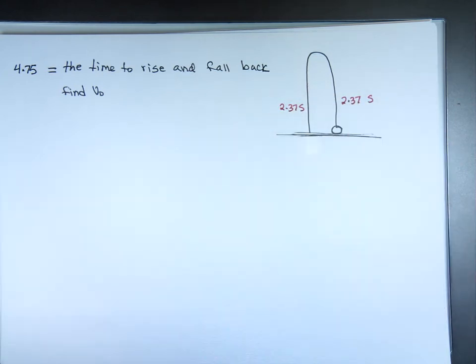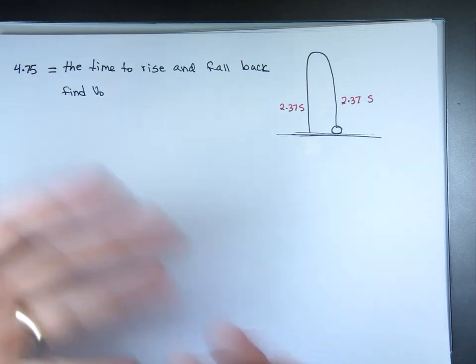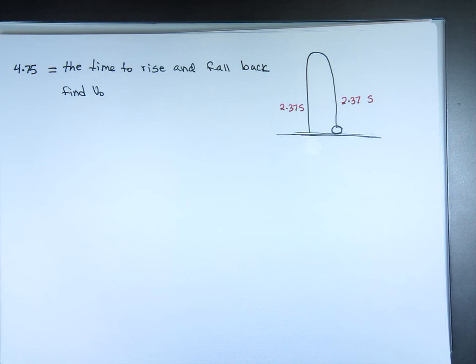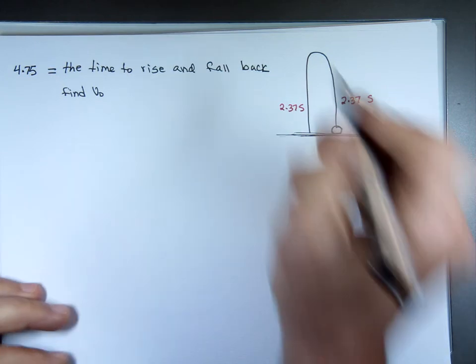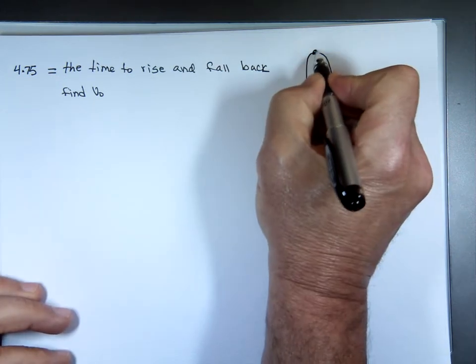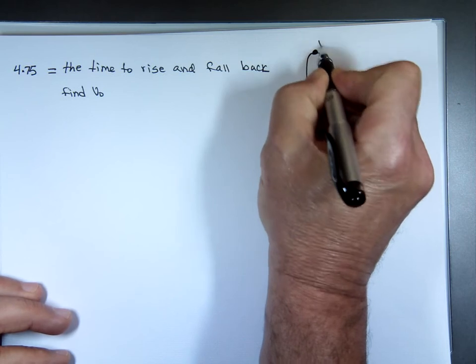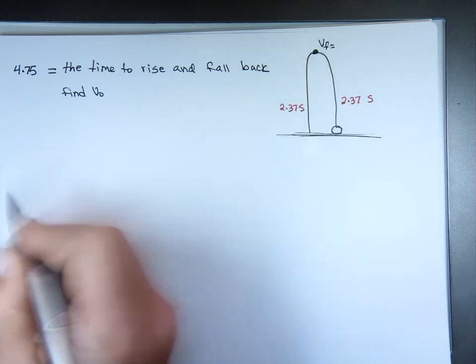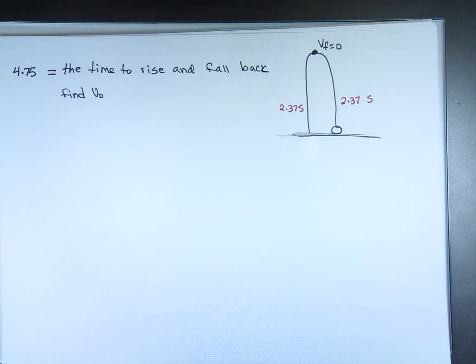As I said, with these free falling problems, a lot of the stuff is given to you, but in an indirect way. When the lava reaches that top point, what is the final velocity up there? 0. Because if it has any more velocity, it will keep rising.